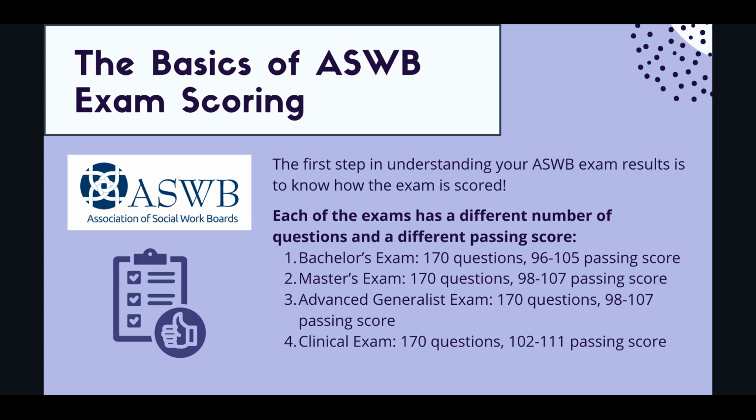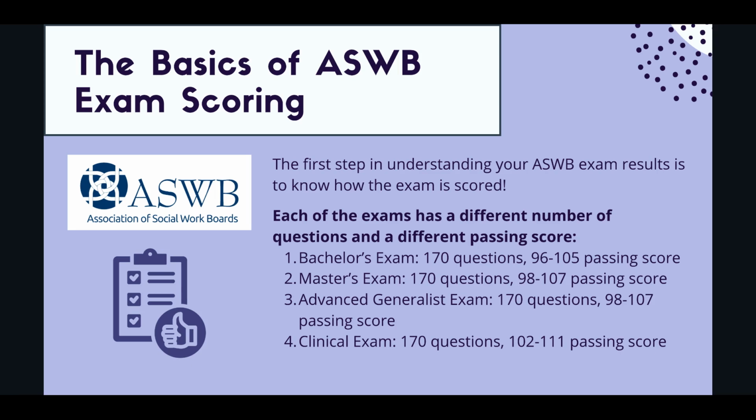But first, before we jump to the score sheet, let's talk about some of the basics of ASWB exam scoring. We're going to be talking about a few different exams today. You have the bachelor's exam, the master's exam, the advanced generalist exam, and the clinical exam. All of these exams from the ASWB have 170 questions, 150 of which are counted. 20 are test questions for them to figure out new content and how it's performing. You don't know the difference between those, so you want to do as well as you can on those 170 questions.